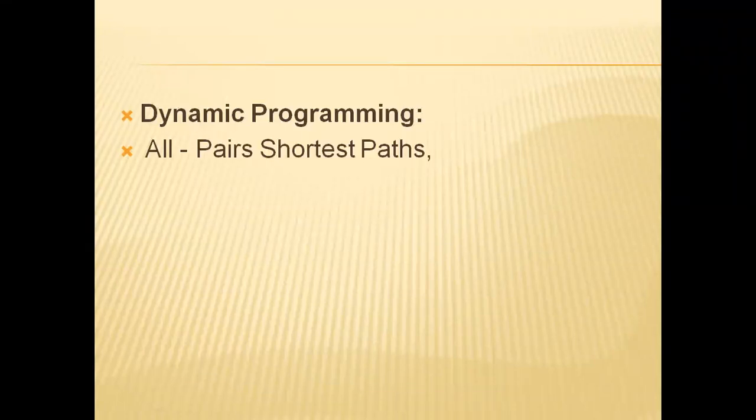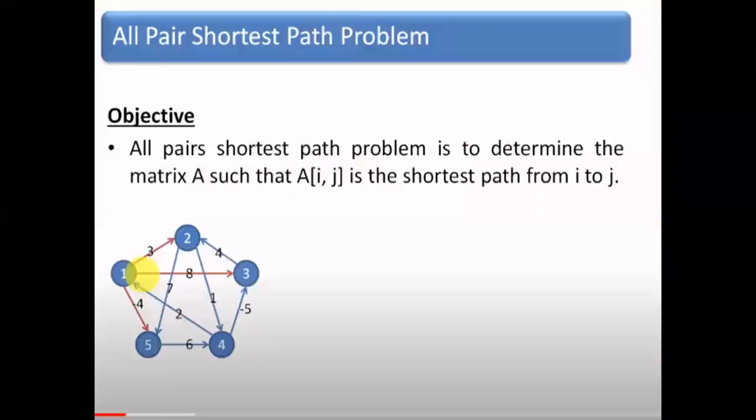Today we are discussing all pair shortest paths, using dynamic programming. Our main objective in the all pair shortest path problem is to determine the matrix A such that A of I comma J is the shortest path from I to J.